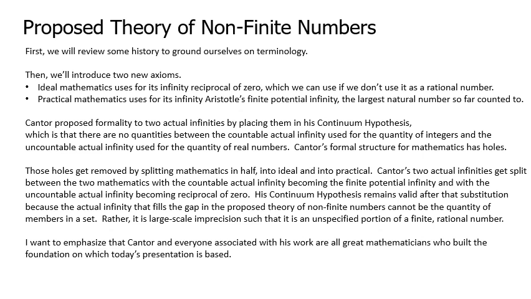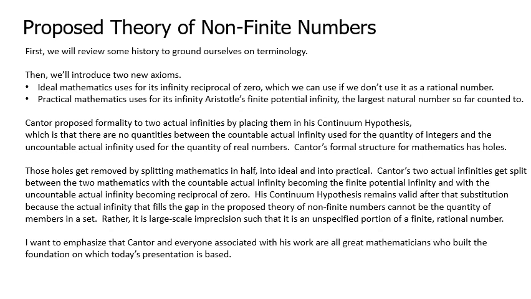The first introduced axiom is an axiom for ideal mathematics that uses for its infinity reciprocal of zero, which we can use as long as we don't use it as a rational number. We next introduce an axiom for practical mathematics that uses for its infinity Aristotle's finite potential infinity, the largest natural number so far counted to.